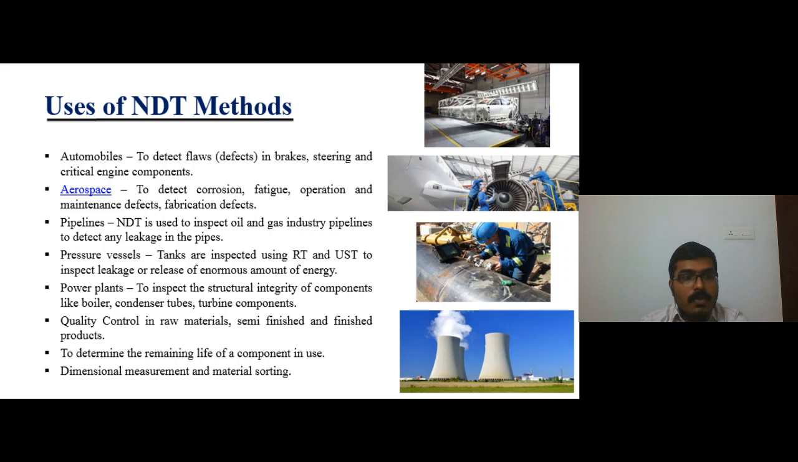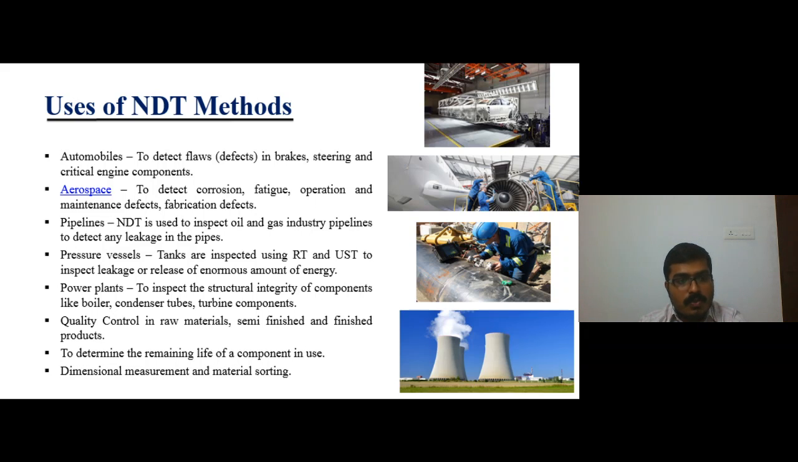Next one is pipelines. Especially in oil and gas industry pipelines, we can use NDT to find out any defects or leakages, because these pipelines may carry oils and gases which are heavily poisonous or highly inflammable in nature. So in that case, if we use destructive testing, it will incur much loss to the manufacturer. So we can use non-destructive testing, and we can also save the lives of people if we detect any leakages.